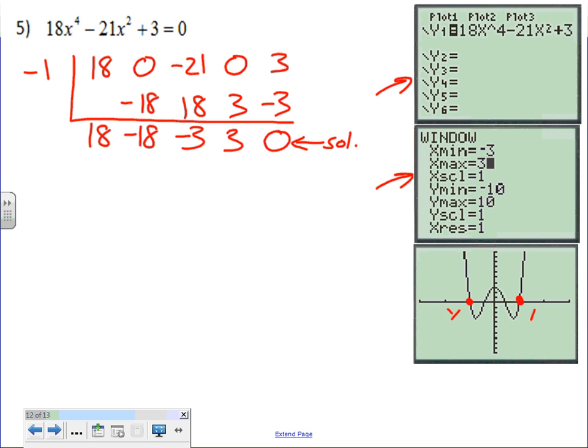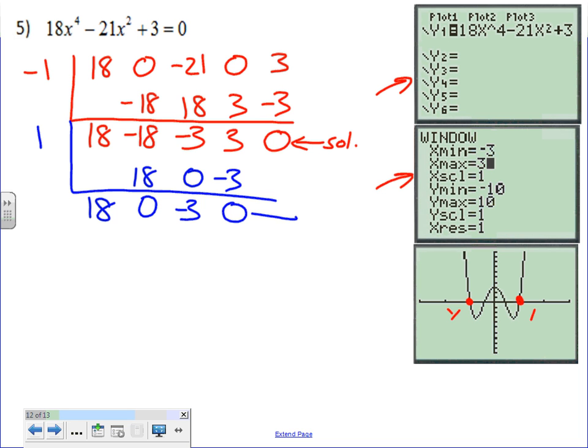Okay, so I'm going to go ahead and test now positive 1. And we have a solution once again. Now notice how quickly I can go through synthetic division. So once you get in a calculator, very easy to test it. Now, I still have 2 more things, but I'm not sure what they are. So I'm going to take my numbers and translate it back to a polynomial. And what you have here is 18x squared minus 3 is equal to 0.